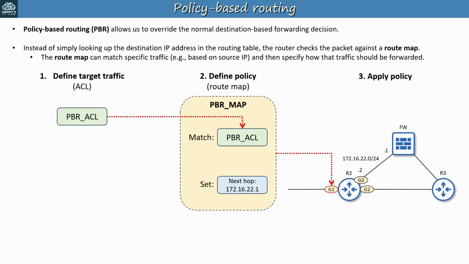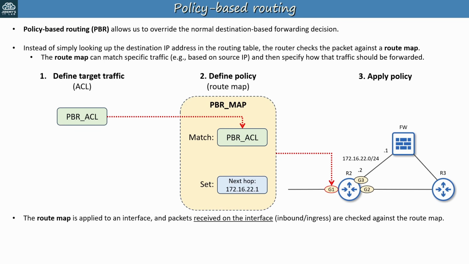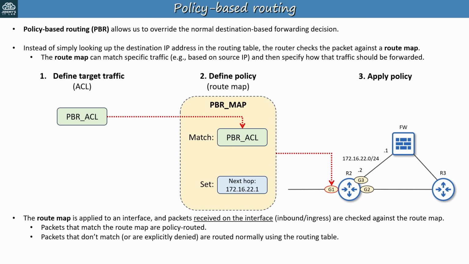In this example, I'll apply it to R2's G1 interface. The route map is applied to an interface, and packets received on the interface, in other words inbound packets or ingress packets, are checked against the route map. Packets that match the route map are policy routed, so their next hop is set to 172.16.22.1. And packets that don't match, or packets that are explicitly denied by the route map, are routed normally using the routing table. Note that denied here doesn't mean the packet is dropped. It just means that it isn't policy routed. In other words, it's routed normally.